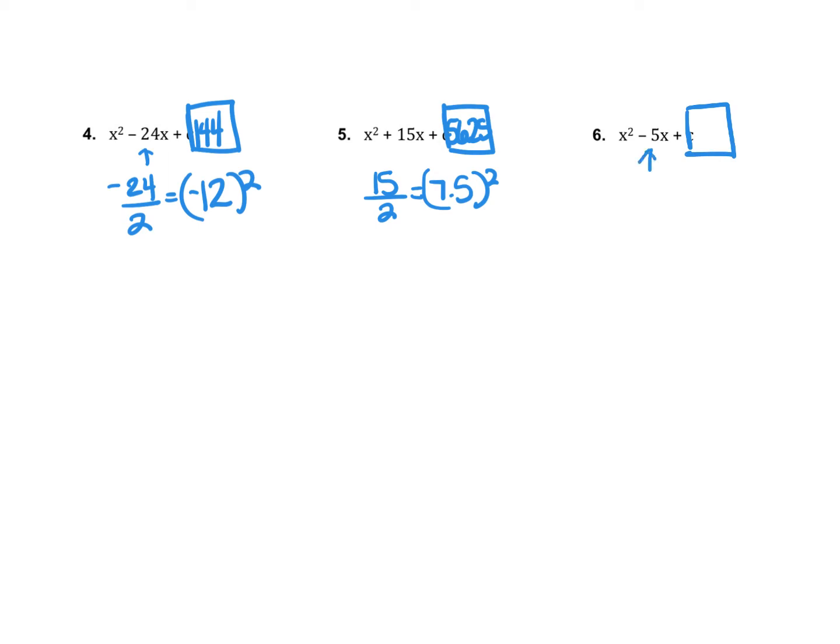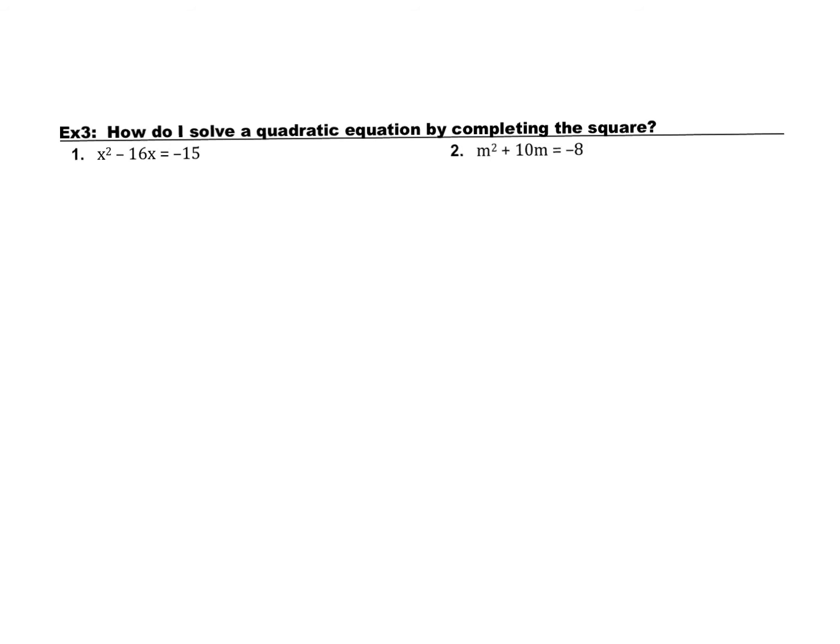Right, and our last one to complete the square, I'm going to have our middle term. We're taking half of that, so negative 5 divided by 2, you get negative 2.5, and then I'm going to square that. And so when I do that, I'm going to then have 6.25.